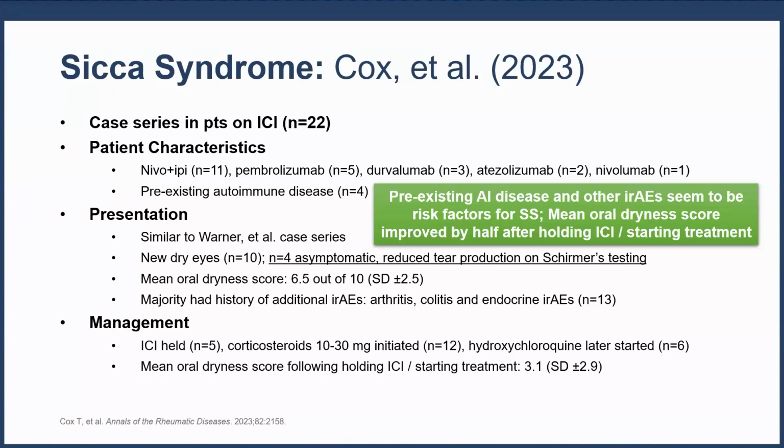They did hold therapy in about 5 patients and started steroids in about half of the cohort. And even out of those 12, they still needed hydroxychloroquine later on. And so clearly this is something that can be a very challenging IRAE to treat.